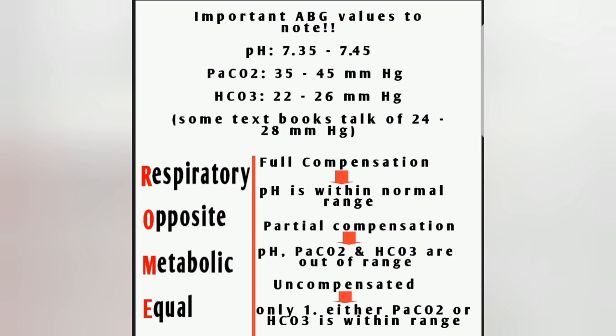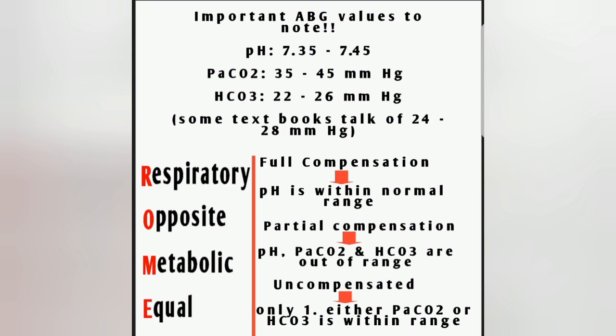Secondly, we check carbon dioxide to see if it is in the same direction as the pH or in the opposite direction. What I mean is, you check if carbon dioxide is low when pH is low, or high when pH is high, which means they are in the same direction, or whether carbon dioxide is instead low when pH is high, which means they are in opposite directions.